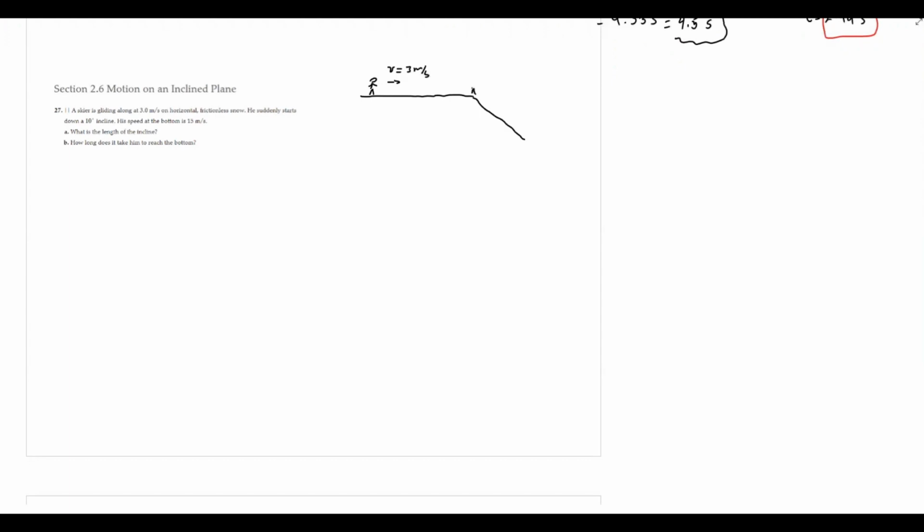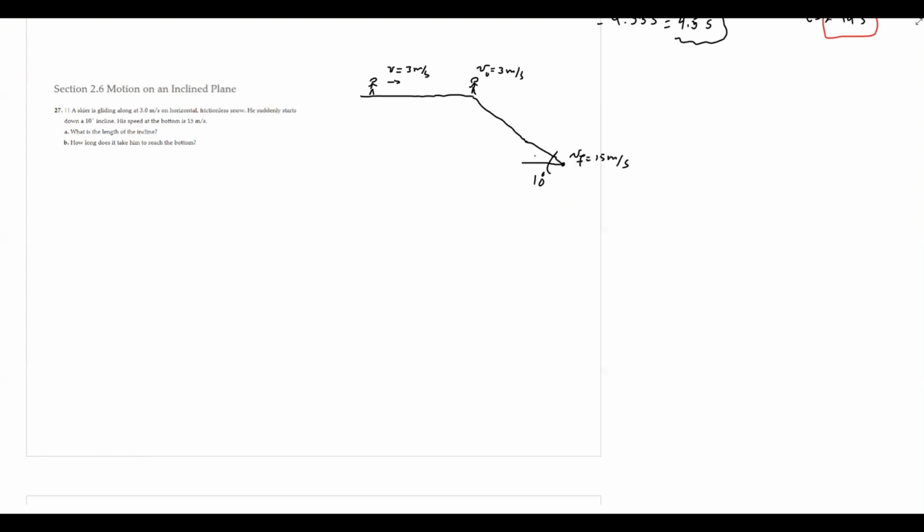So when it's here, right, it's at 3 meters per second. But then there is an incline here with an angle of 10 degrees. Okay? And it's going to slide down, right? And at the bottom, at this point, the velocity would be what? 15 meters per second. So this is the initial velocity, and this would be the final, the initial speed and the final speed, right?